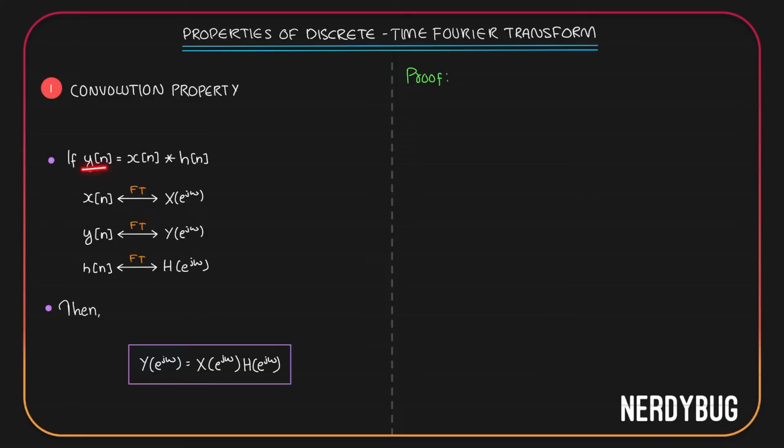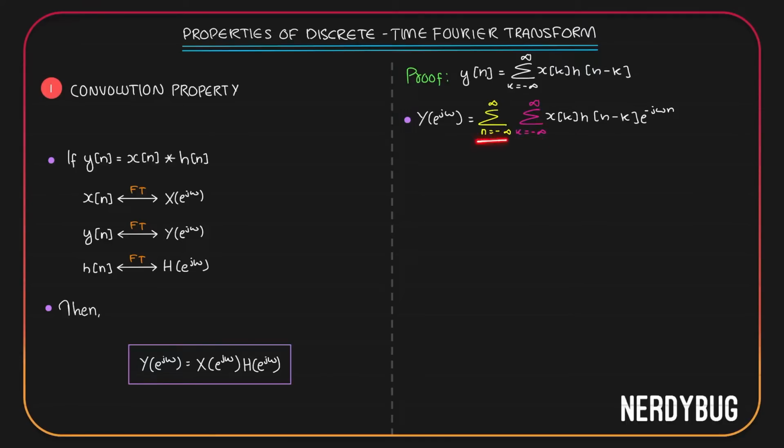The first thing is y of n is the convolution of x of n and h of n. So we can write y of n is equal to summation from k equals minus infinity to infinity x of k h of n minus k. Let us write the Fourier transform of y of n, Y of e raised to j omega. It will be summation from n equals minus infinity to infinity y of n e raised to minus j omega n. But y of n is this whole thing. Let us replace y of n by that.